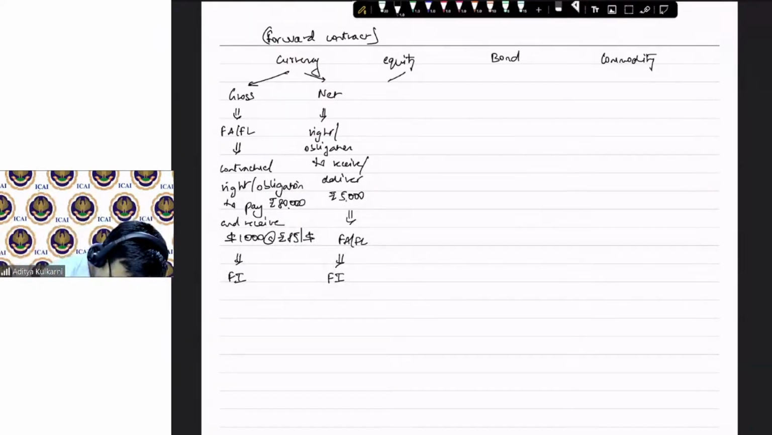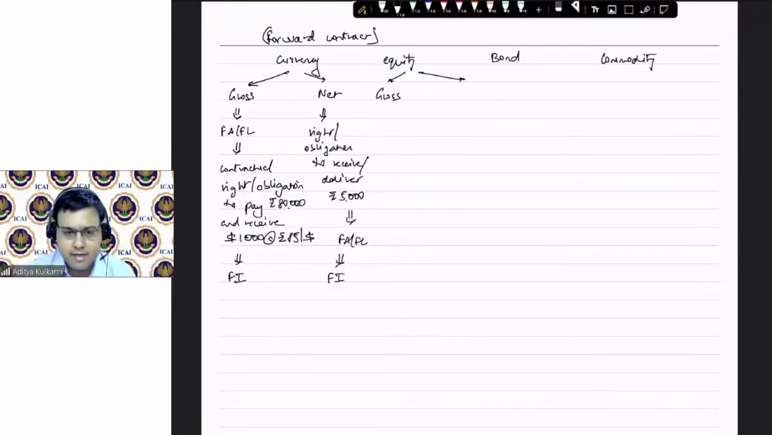Coming to the next case, that is equity. Gross settlement.